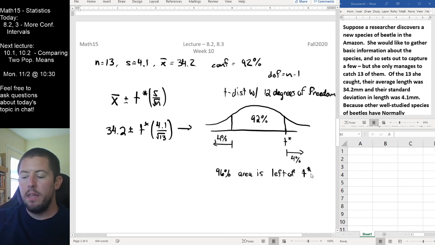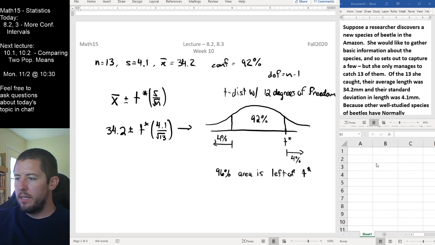And so that tells me that when I go to Excel to do my computation to find T star, I am not using 0.92 as my probability, because 92% of the area is not what's left of T star. There's an additional 4% that's to the left. One of the two tails is also included there. So in a 92% confidence interval, we use 0.96 as the area to the left of our critical value, T star, right here. So let's pop over into Excel and see if we can compute this value here.